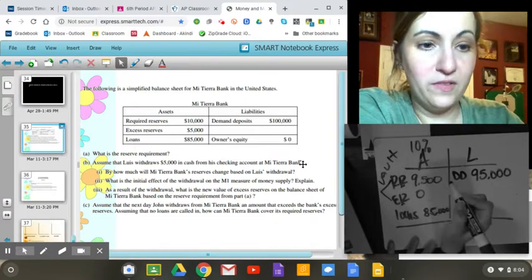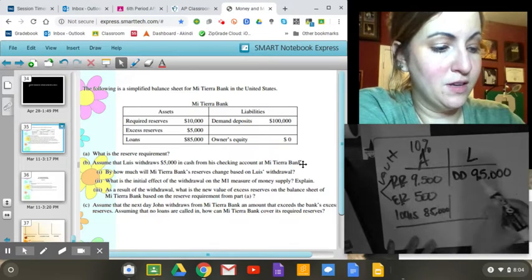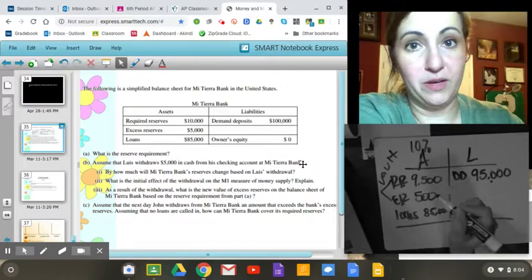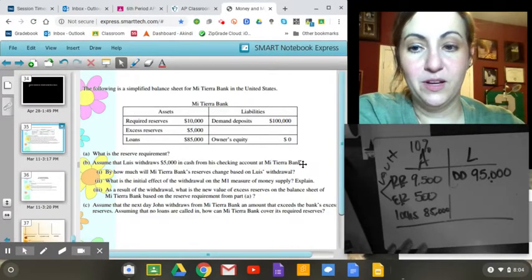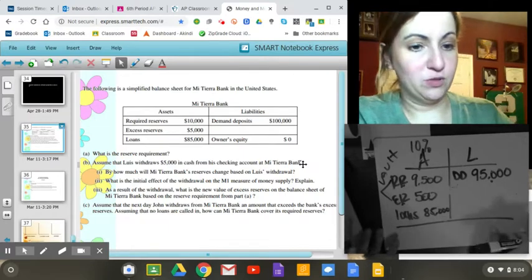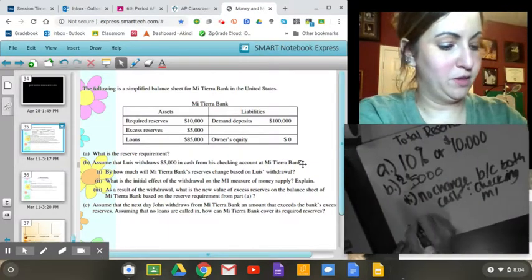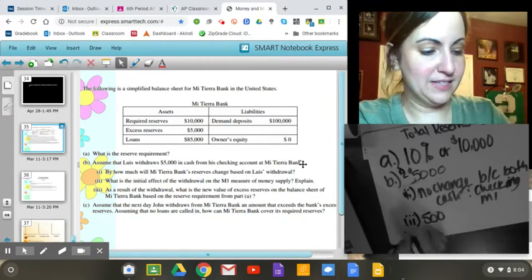So where'd the other 500 go? In excess reserves. It just freed up $500 because since there's less money in here, there's less money that's required to be kept in the bank at all times. And so the other money, whatever's left over, is freed up. So the new value of excess reserves is $500. So III, 500. And C.